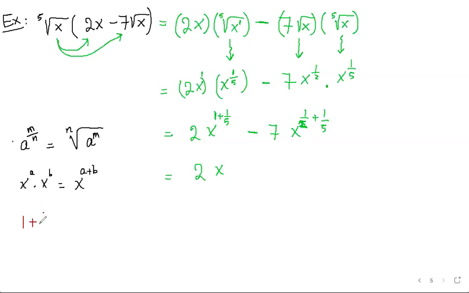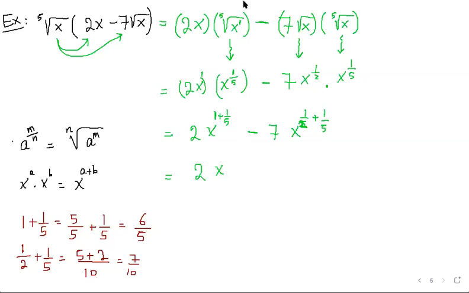1 plus 1 over 5 is equal to 5 over 5 plus 1 over 5, and they have the same denominator, so it equals 6 over 5. For the second part, 1 over 2 plus 1 over 5, we have to cross multiply. So 1 times 5 is 5, plus 1 times 2 is 2, over 5 times 2 is 10. This equals 7 over 10.